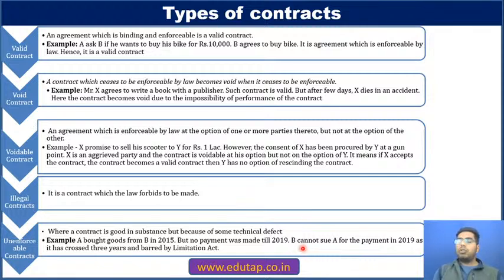Now, after 2019, B does not have a right to take him to the court. He has a right only within the first 3 years. After that time period, he does not have a right because it is barred by the Limitation Act. So it is an unenforceable contract. This contract is legal. This was a valid contract, but it cannot be enforced because the law has given you a time period, and after that time period you are going to the court. So it is an unenforceable contract.